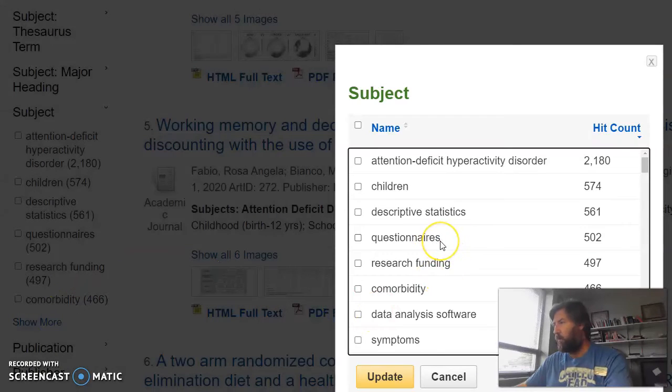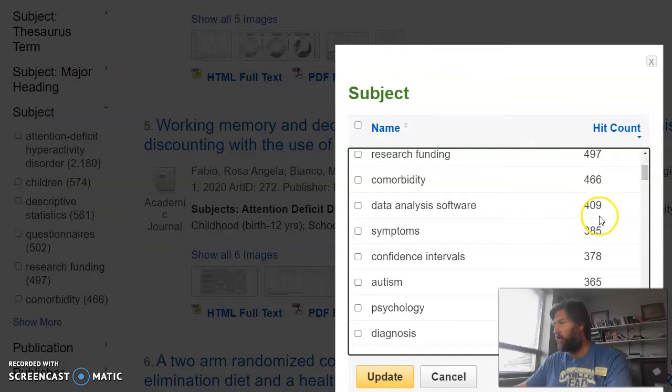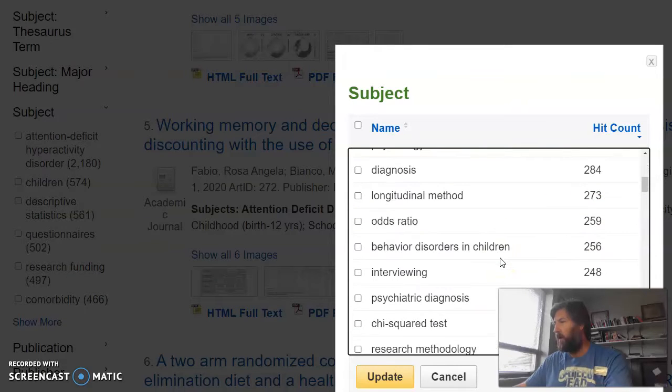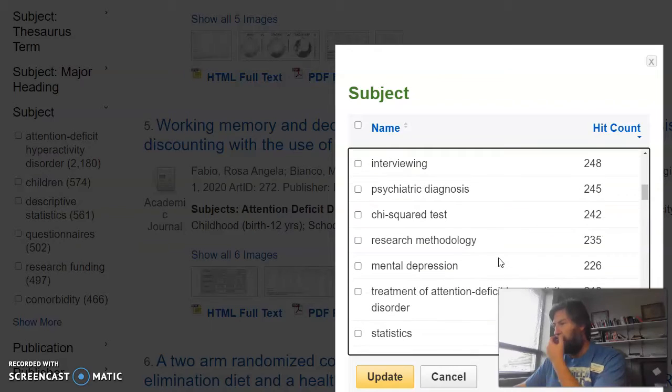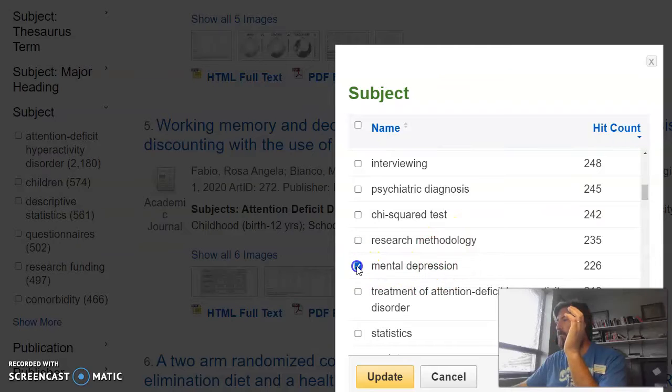Okay, if I hit more, then I see all this, and this is the article number, right? I don't know what direction you're wanting to go in, but it seems like this would help you narrow down, like, oh, I'm looking for mental depression and psychiatric diagnosis, and maybe I need some statistics. So then you would update that.